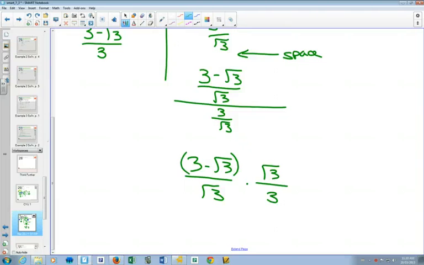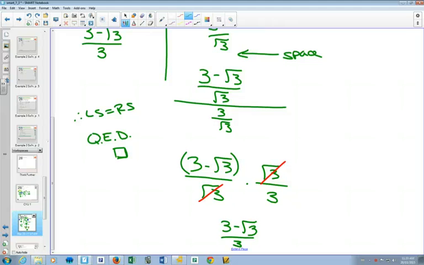This is grouped together because of the subtraction sign. These are identical, so they can simplify. And we're left with 3 minus root 3 over 3, which is the same as the other side. Perfect. So we verified it.